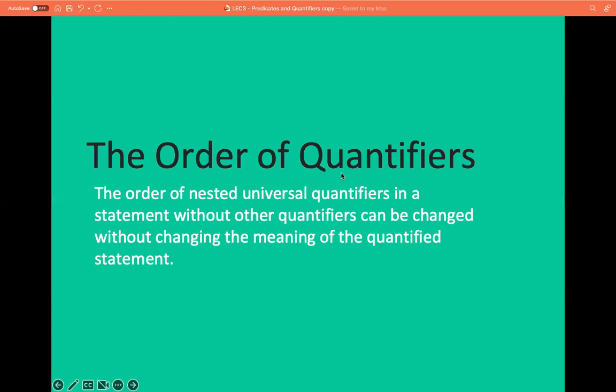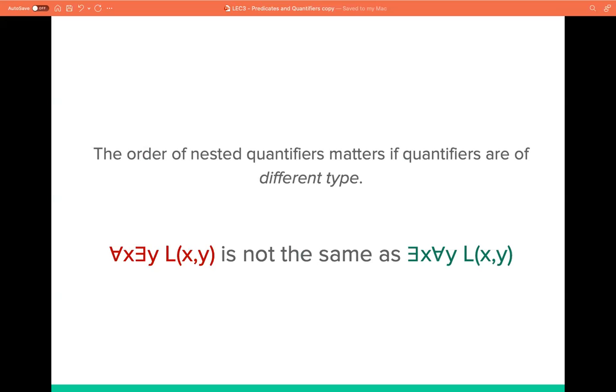But we have to take note of the order of the quantifiers. The order of nested universal quantifiers in a statement without other quantifiers can be changed without changing the meaning of the statement. The order matters a lot, especially if quantifiers are of different types.